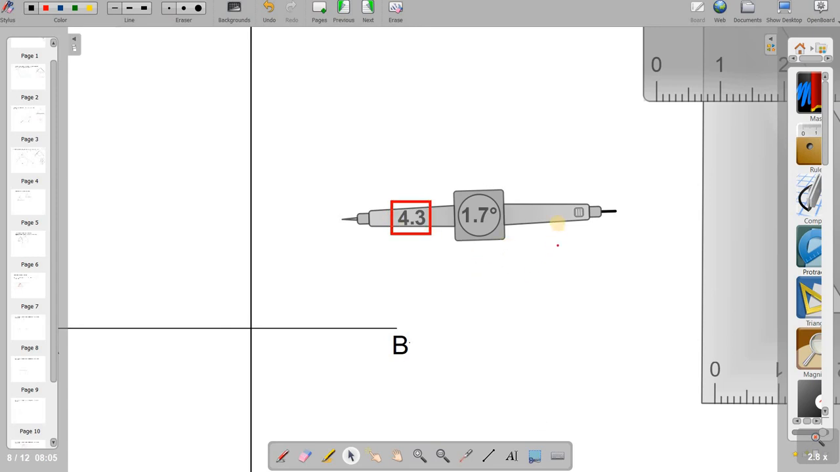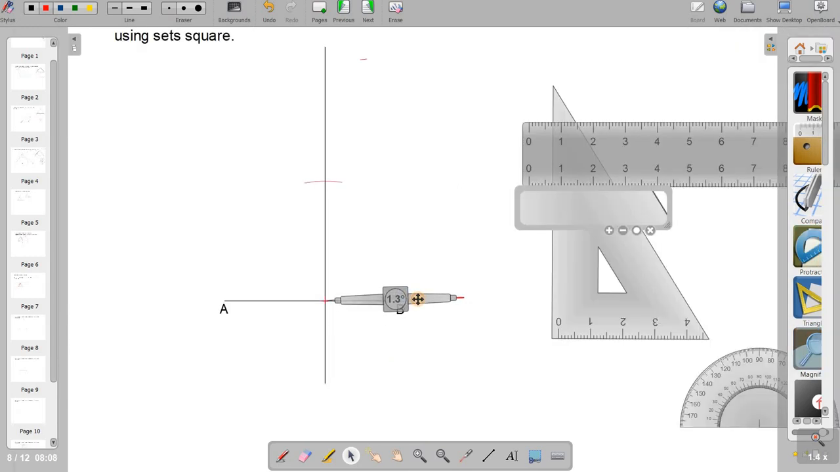So I am not going to change this. I bring it over to here. I rotate it about here. The distance is still 4.3 only. Okay, I'll rotate it to here. Now I can bring it over here, and then I can just draw this arc. Now it's at 4.3.